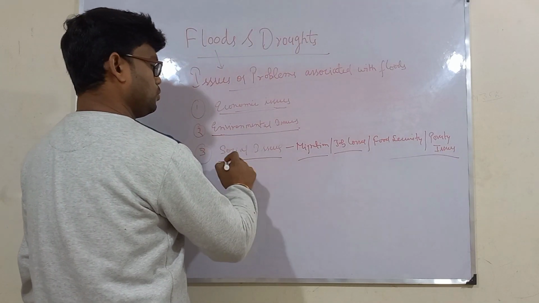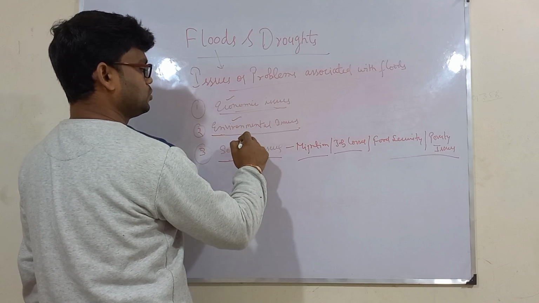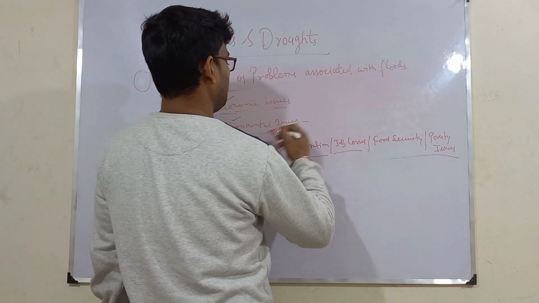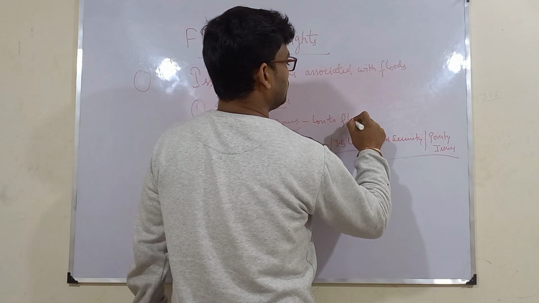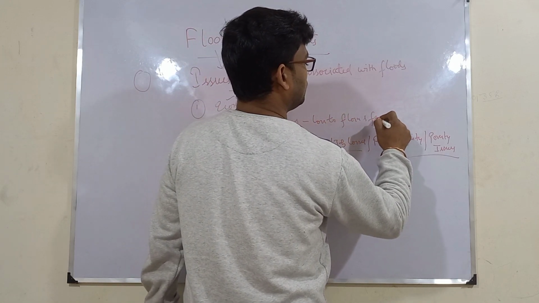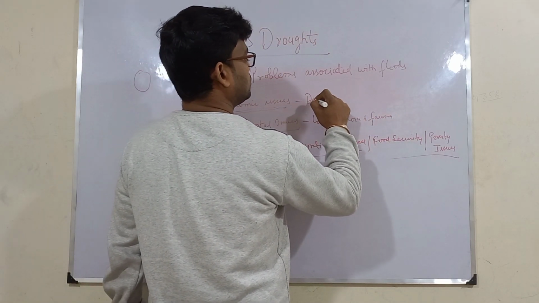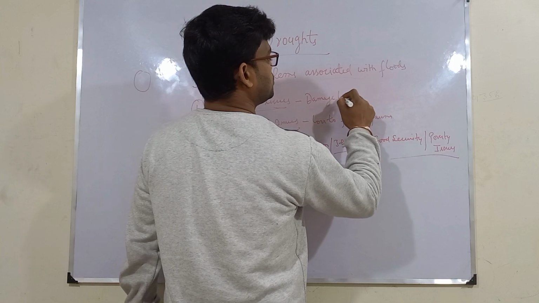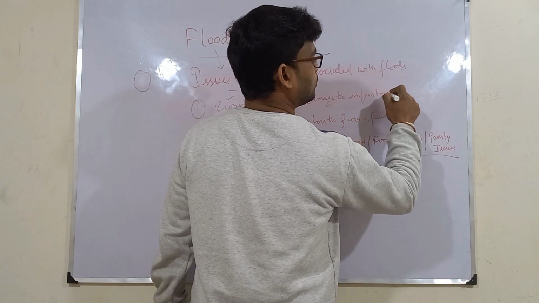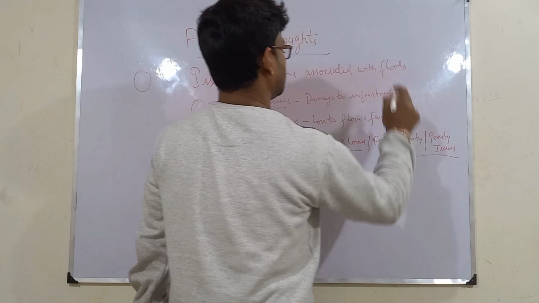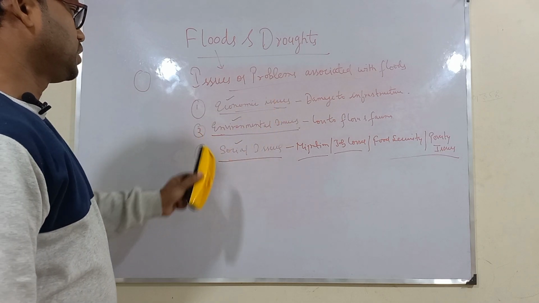So I hope you have noted down the three main issues: economic issues, environment issues, and social issues. Environmental issues: loss to flora and fauna. And economic issues: damage to infrastructure. So these are the issues or problems associated with floods.